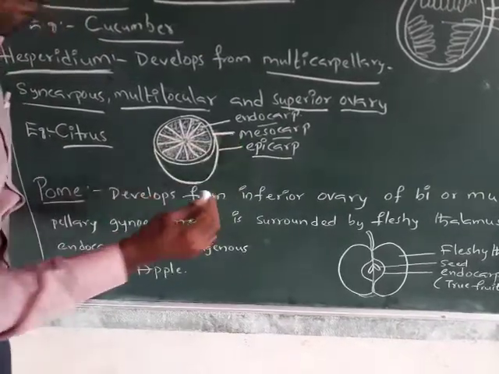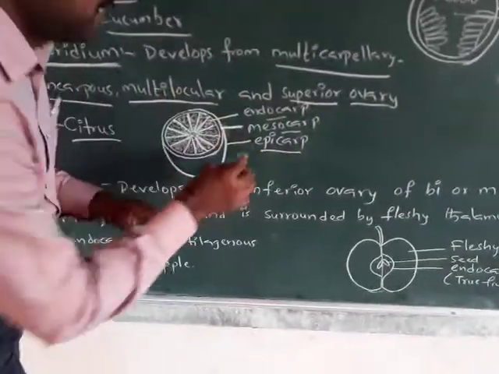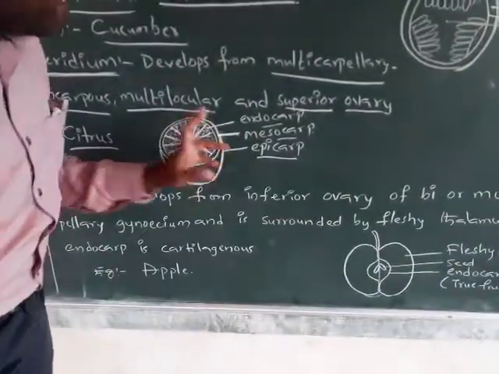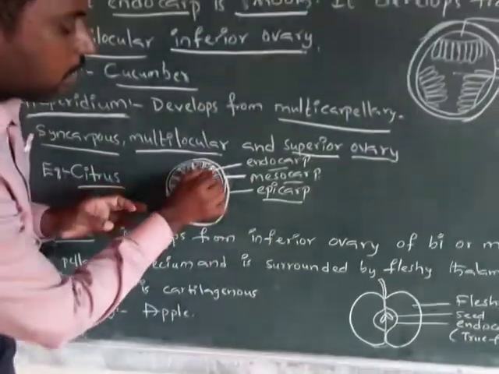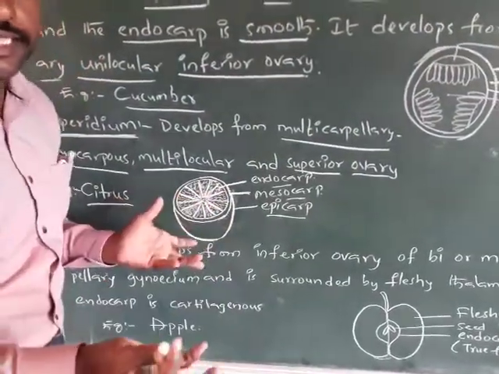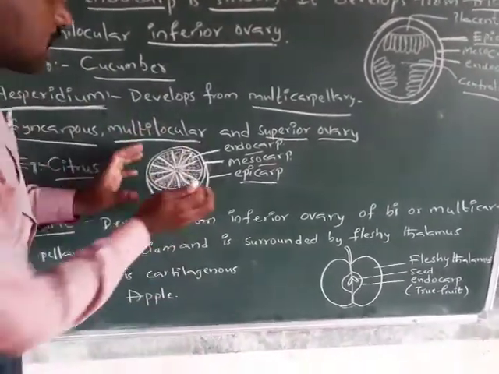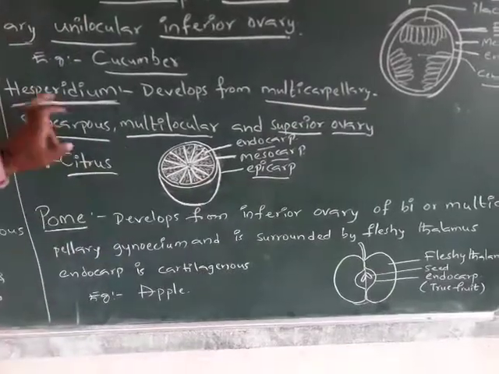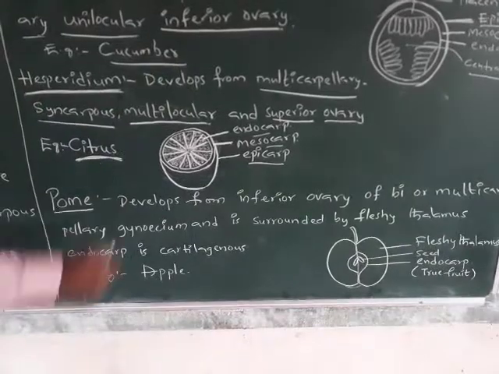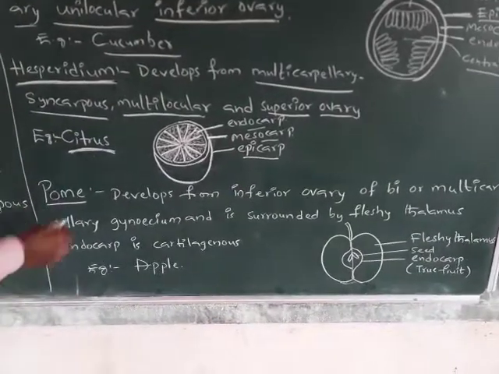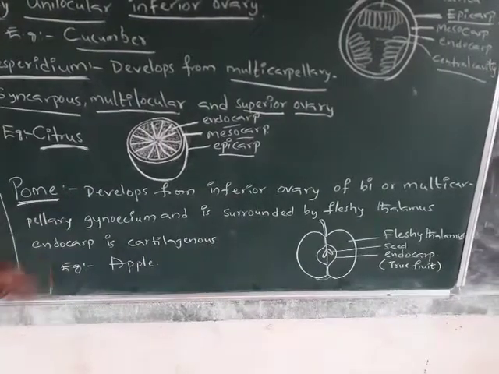The mesocarp is a white colored, papery structure. That is called the mesocarp. And the inner one is the endocarp. Endocarp contains juicy, hair-like structures. That is called the endocarp. This type of fruit comes under Hesperidium. Example, citrus fruit.